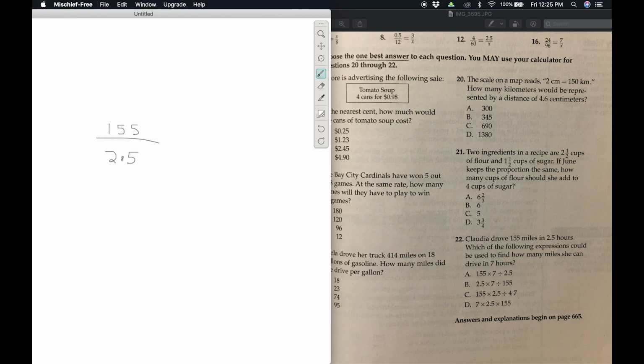So we know that this is the hours down here, so we'll put hours here. So we know that we would need to multiply 155 times 7 and divide it by 2.5. So let's see, 155 times 7 divided by 2.5. So we got lucky, it's right on top. So A is the answer for that. Okay, remember, multiply towards the x, the side with the x diagonally, then divide this way.